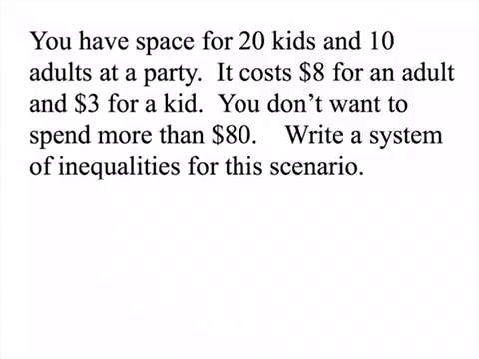I'm going to choose K to equal the number of kids at the party. And I'm going to choose A to equal the number of adults at the party. You could have chosen X and Y. I just chose A and K because both are pretty decent variables. They don't look like any kind of number that's going to mess you up.